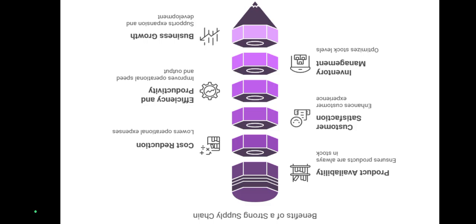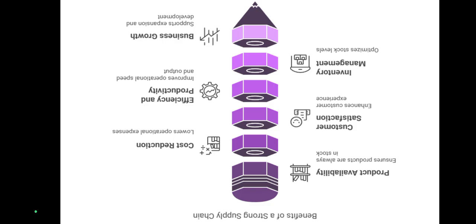Product availability is nothing but it ensures the products are always in stock. The main aim of a supply chain is to produce the product and to deliver the products at the right time to the customers, and it ensures proper production and delivery of the proper products. Then it ensures that the stock or the raw materials are always available, or the finished goods are always available in the manufacturing unit or in the warehouse.